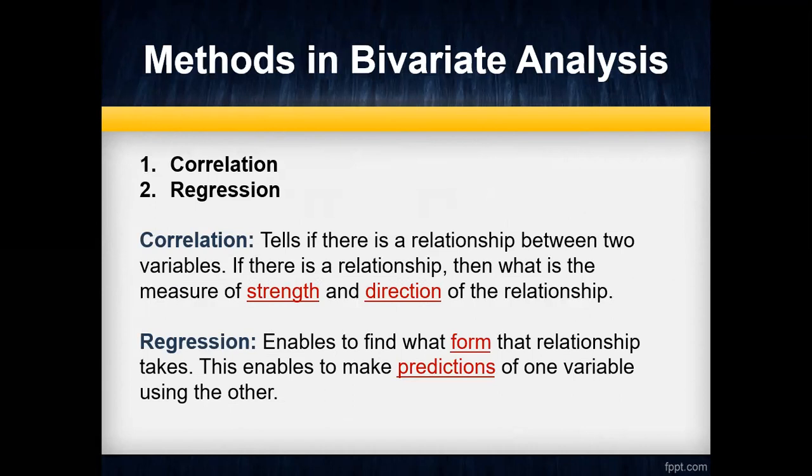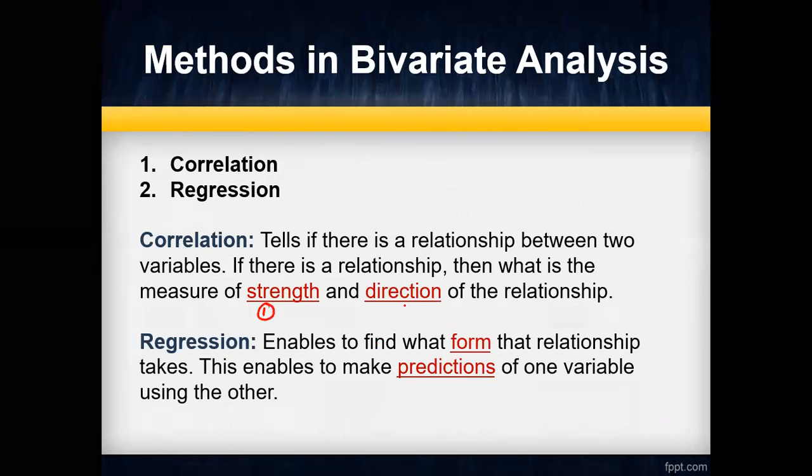The two methods that we will have in today's lecture are correlation and regression. So what is correlation? Correlation is a number. It tells us two things. The first one is the strength of the relationship between two variables, and the second thing is the direction. So correlation is a method which provides us a number, and that number will provide us two pieces of information: the strength of the relationship between the two variables and the direction of the two variables.